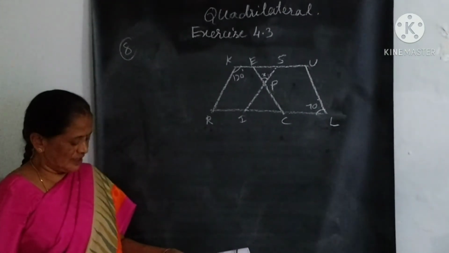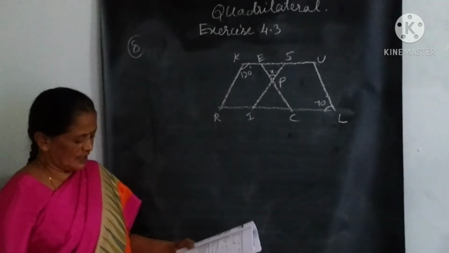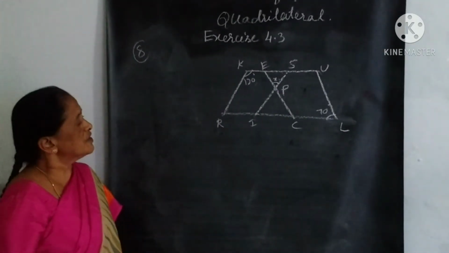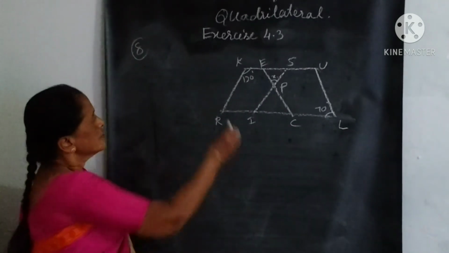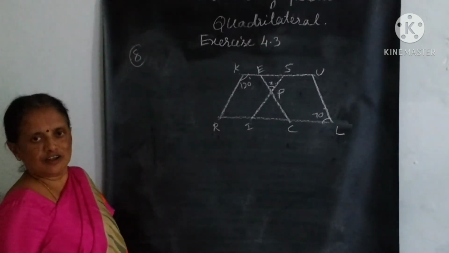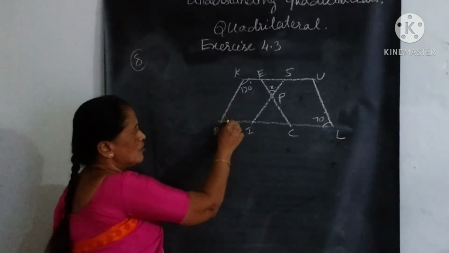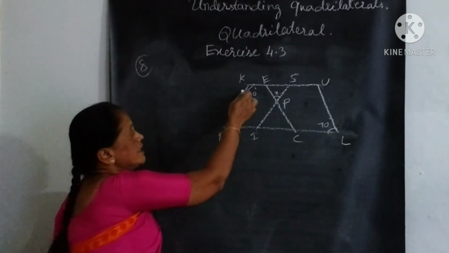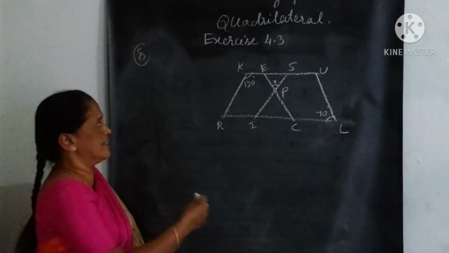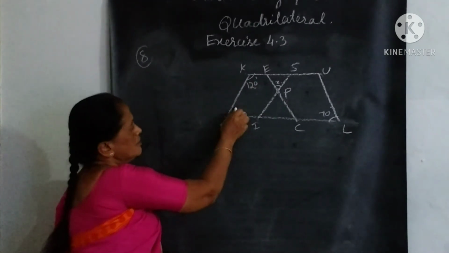Ninth problem. In the above figure, RISK and CLUE are parallelograms. Find the value of X. Children, see this figure. RISK is a parallelogram. One of the angles, K, is given. First find the value of R. These two are the adjacent angles. Sum of the adjacent angles is how much? 180. If this is 120, what is the measure of this?